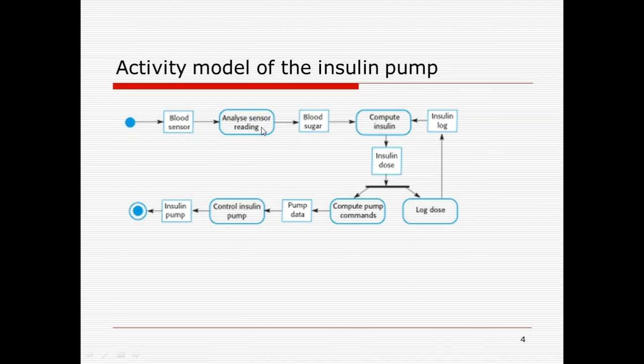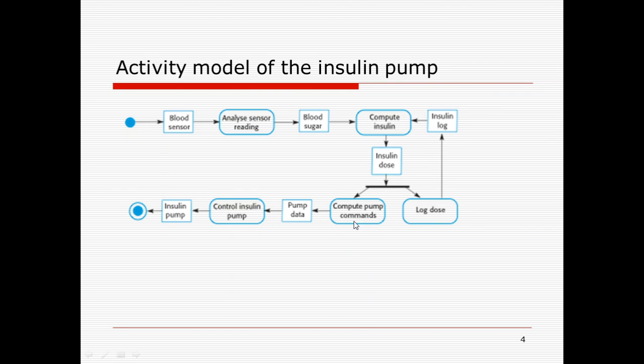analyze the sensor reading. This is done by the controller, okay, and then it calculates the blood sugar level. That blood sugar level is data that is being passed to the compute insulin function. The compute insulin function computes the appropriate dose of insulin that is to be provided, okay, and that is the insulin dose that goes as the input to the log dose. It basically logs the insulin information, and that goes to the compute pump command.